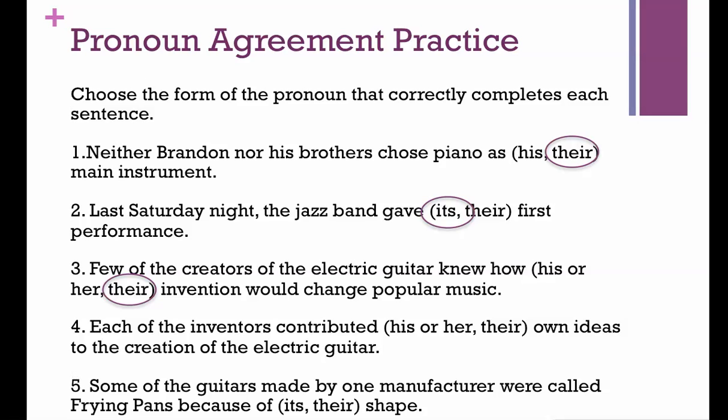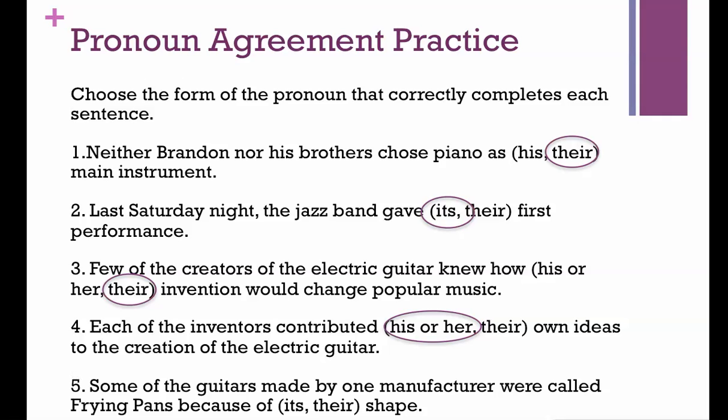Number 4, each of the inventors contributed his or her or their own ideas to the creation of the electric guitar. Do the same thing here you did in number 3. You need to find the antecedent. To do that, you need to isolate the prep phrase, cover up of the inventors. Each is the antecedent. Each is always singular. Therefore, I need to say his or her. And since I do not know from context whether the inventors were all male or all female, I need to say his or her.